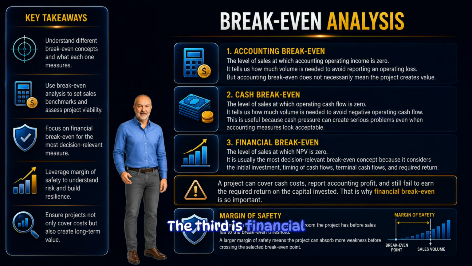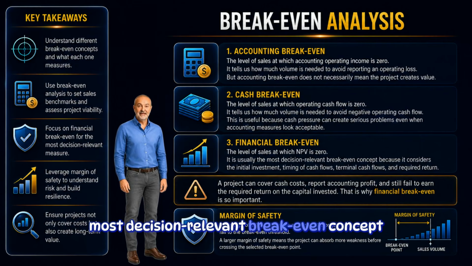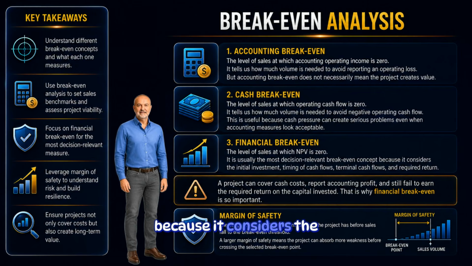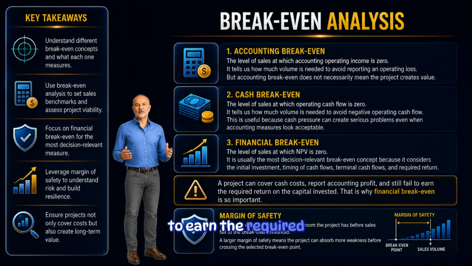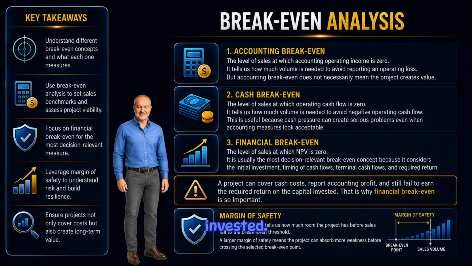The third is financial break-even. This is the level of sales at which NPV is zero. It is usually the most decision-relevant break-even concept because it considers the initial investment, timing of cash flows, terminal cash flows, and required return. A project can cover cash costs, report accounting profit, and still fail to earn the required return on the capital invested. That is why financial break-even is so important.